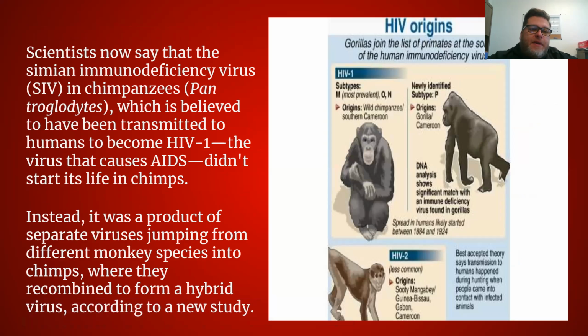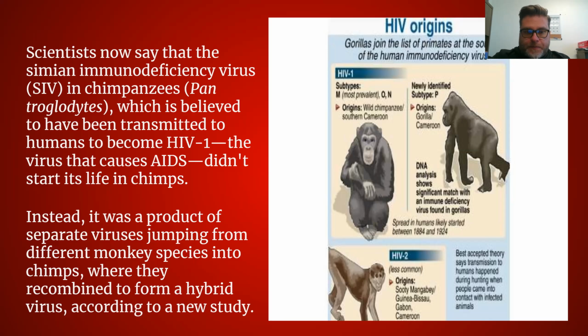Scientists now say that SIV, simian immunodeficiency virus in chimpanzees, which is believed to have been transmitted to humans to become HIV-1, didn't start its life cycle in chimps, and the virus didn't cause AIDS there. Originally they believed chimpanzees were the natural host. Come to find out through gene sequencing, it was not chimpanzees. Instead, it was a product of a separate virus jumping from different monkey species into chimps, where they recombined to form a hybrid virus, according to a new study.